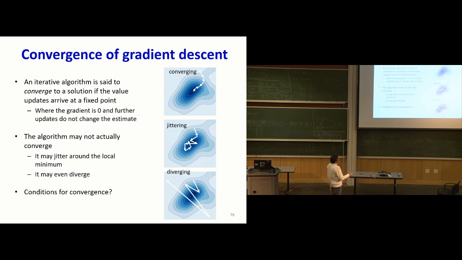On the other hand, if your iterations result in solutions which bounce around like this, the algorithm is not actually finding the minimum, instead it's jittering. You can also have behavior like this, where your estimates begin to swing around wildly and eventually go away from the minimum. In this case, the estimate is said to diverge.